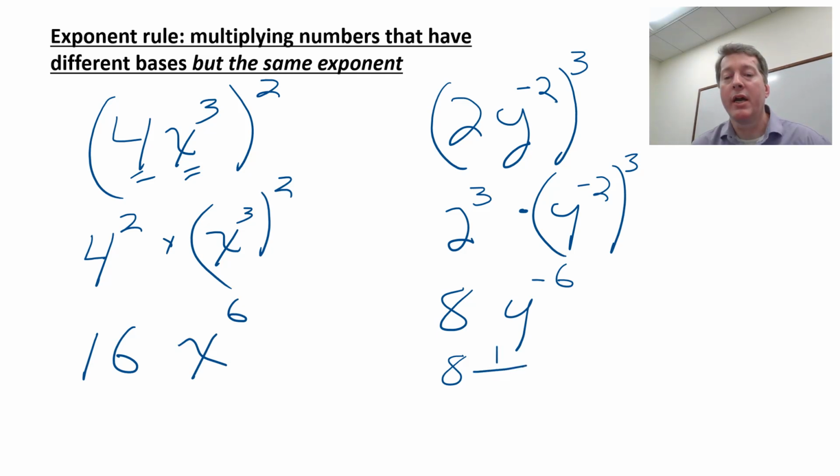All right, 1 over y to the positive 6. And that's the same as what? You have an 8 on the top and a y to the 6th on the bottom. 8 over y to the 6th.